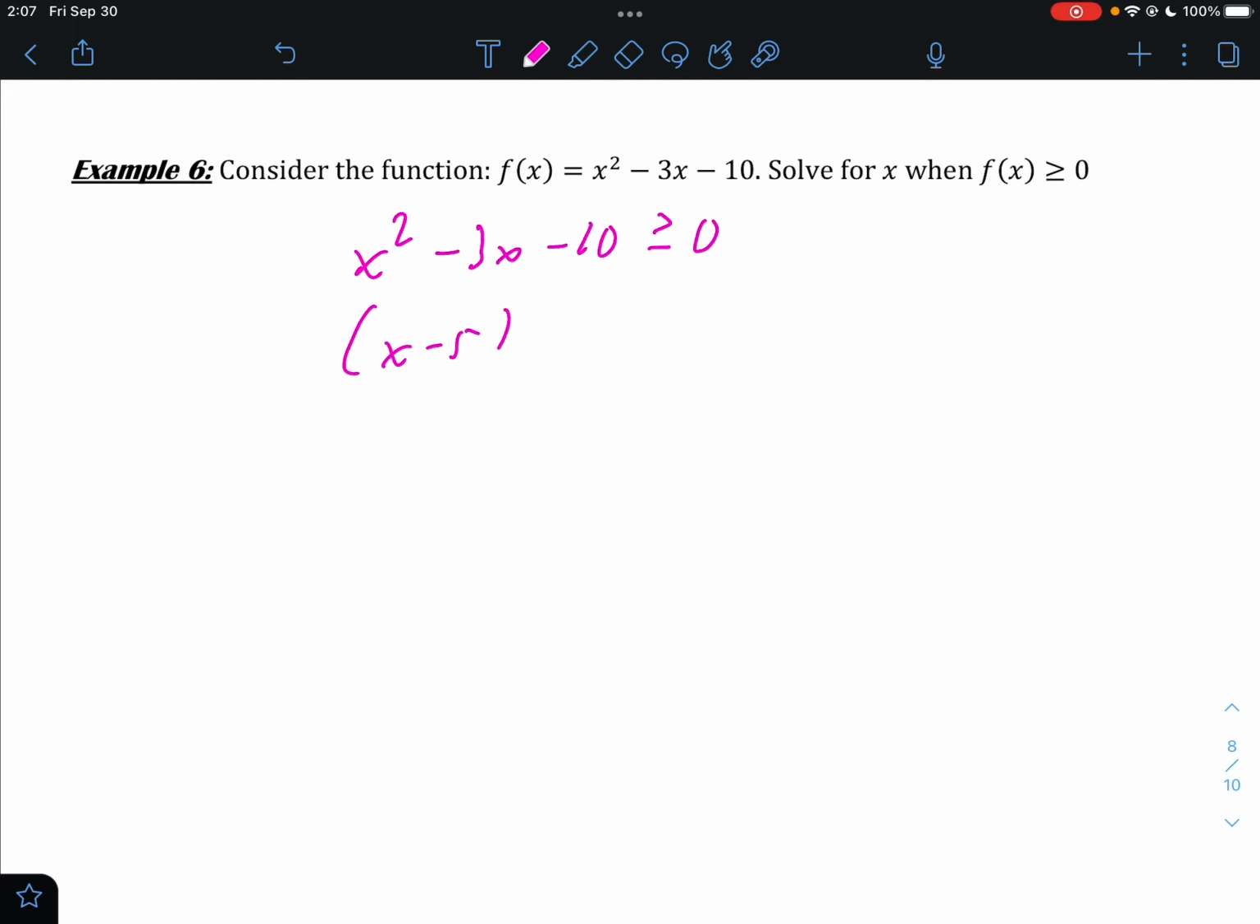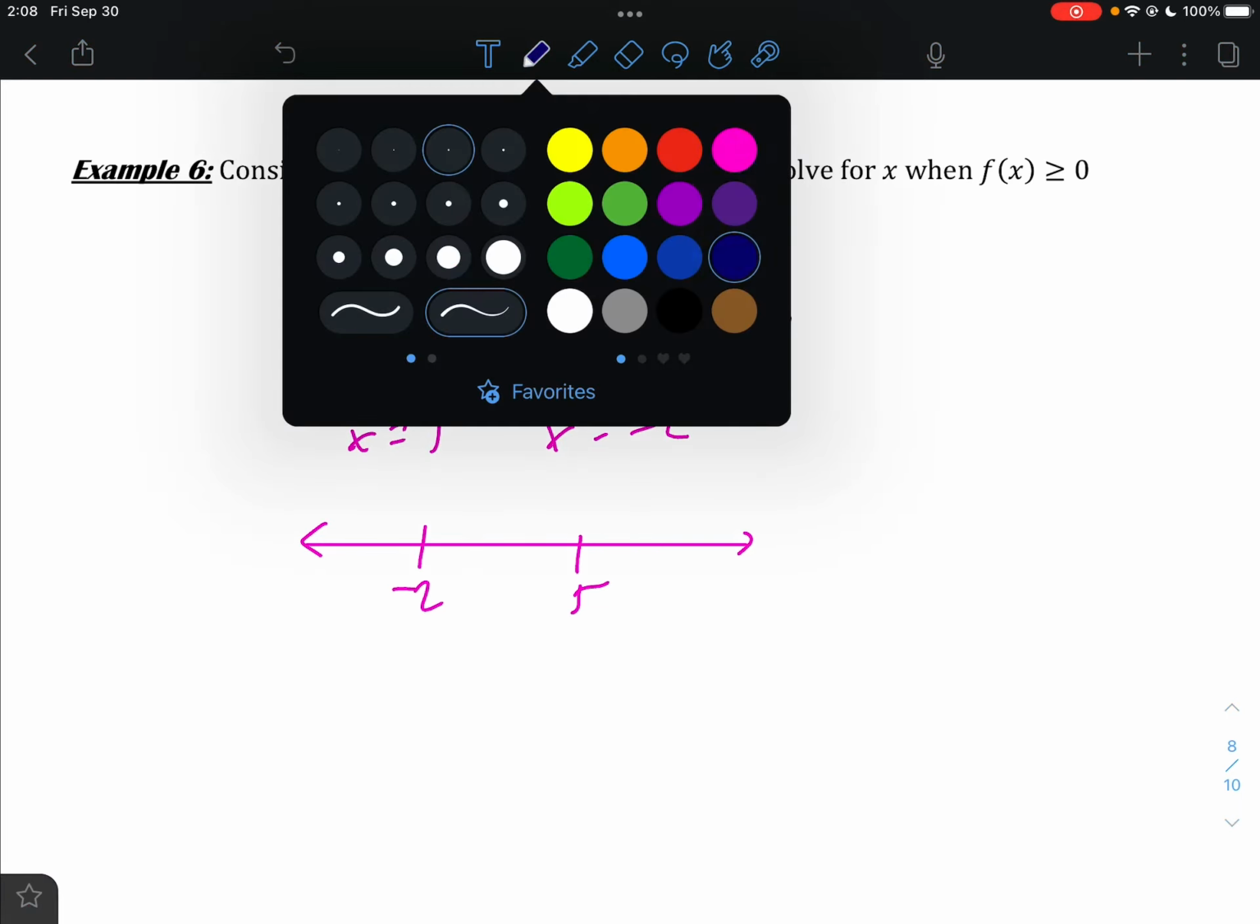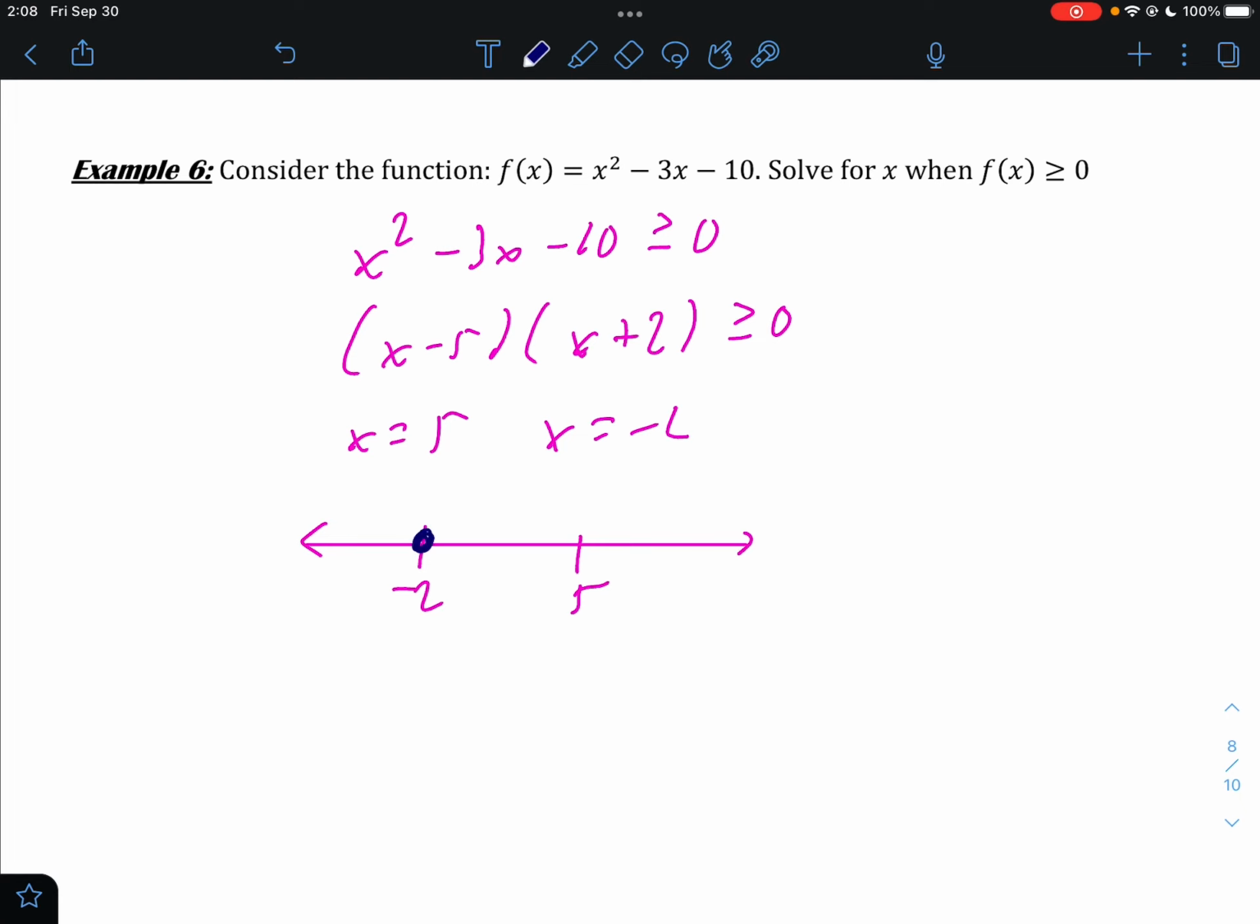And if we factor, we get our zeros to be 5 and -2, our critical points. Greater than or equal to 0, which means closed circles. If I pick a test point, how about 0? Put it back in here. We would get a negative answer. Both of these come from odd multiplicities, so we'll change signs over both of them.